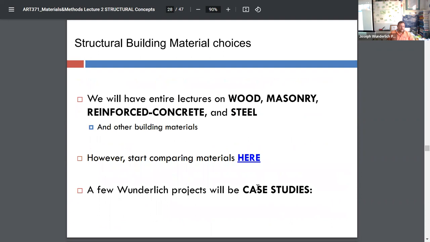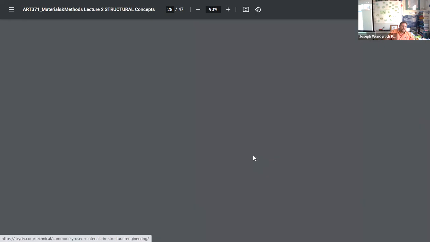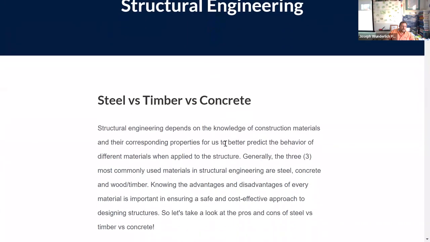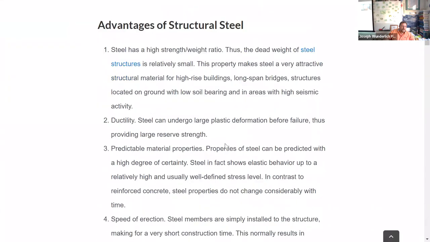And then in this course, we have entire lectures, five of them just on wood, five on masonry, I think, three on wood, a couple on reinforced concrete and on steel. It's just materials and methods. This is not an engineering design course, but we cover that in a sense. And then we start comparing materials here. Let's just see real quick here. How many materials: steel, concrete, steel.